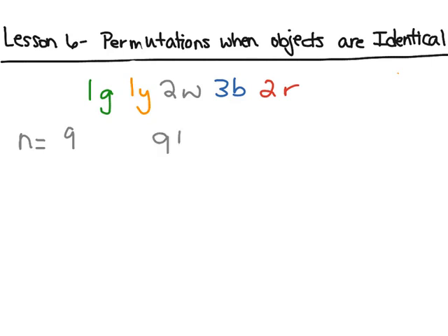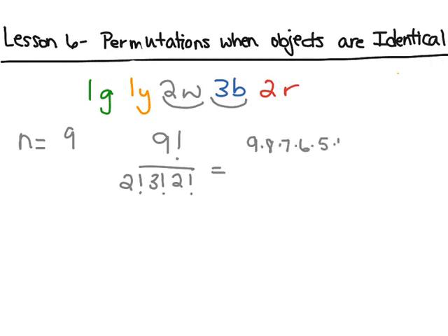So we take our 9 factorial, and we put it on the top. Now on the bottom we're going to divide by however many items we have repeated. So we have a 2 factorial repeated for the 2 whites, 3 factorial repeated for the 3 blues, and 2 factorial repeated for the 2 reds. When solving this, we always like to break it down. So on the top, that's the same as 9 times 8 times 7 times 6 times 5 times 4 times 3 times 2 times 1. And on the bottom, we have 2 times 1 times 3 times 2 times 1 times 2 times 1.